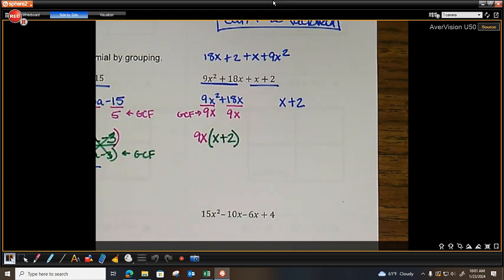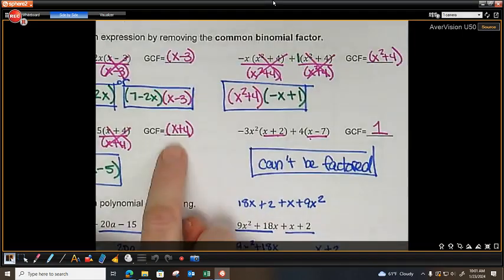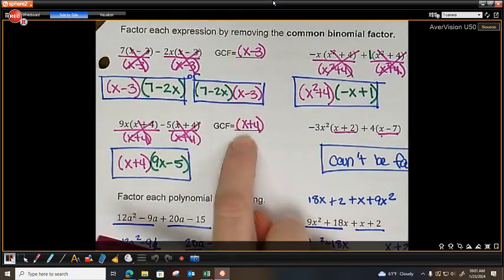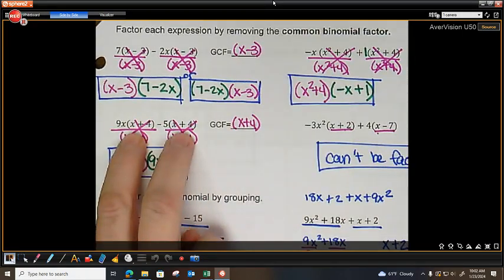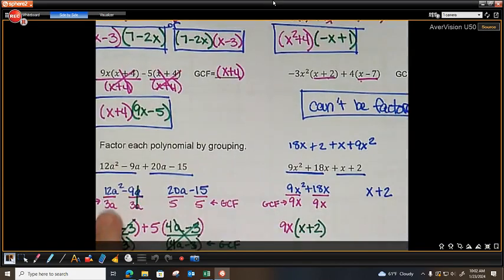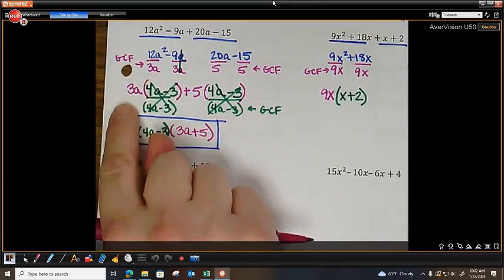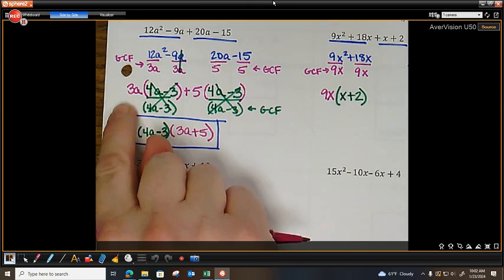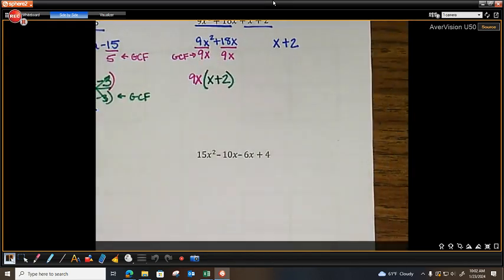Real quick, I thought you had to put your GCF in a parentheses though. Only when it was in a parenthesis. See, it's in a parenthesis here because they were in parentheses here. Here, my GCF wasn't in parentheses, so I didn't put it in parentheses. So if it was in parentheses, leave it in parentheses. If it wasn't in parentheses, you don't need parentheses around your GCF.